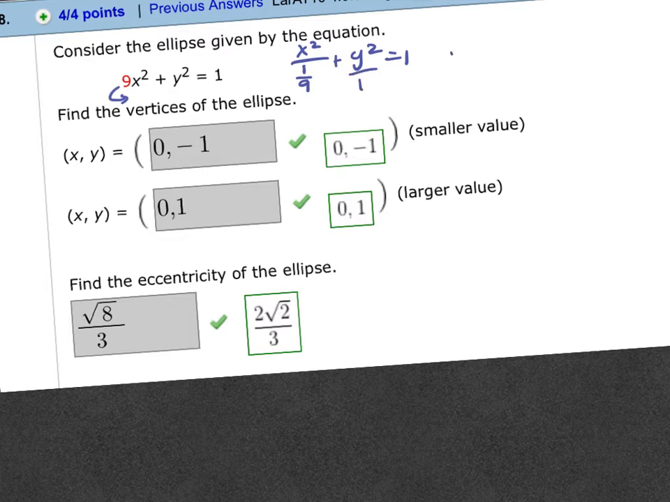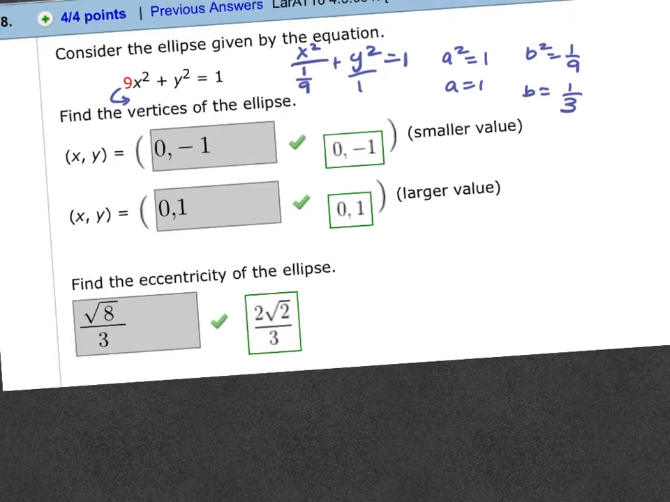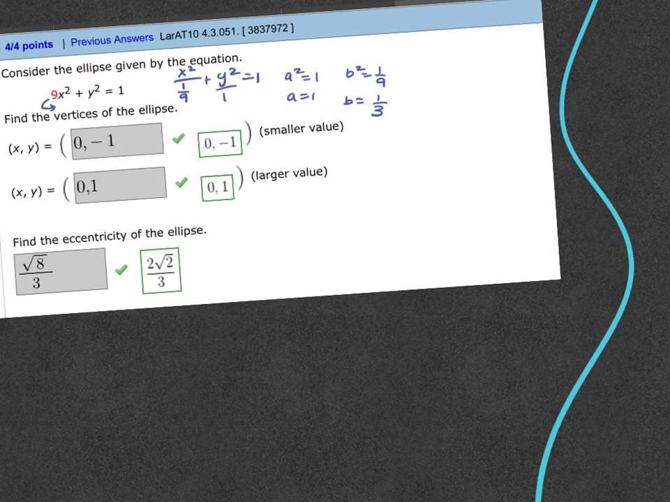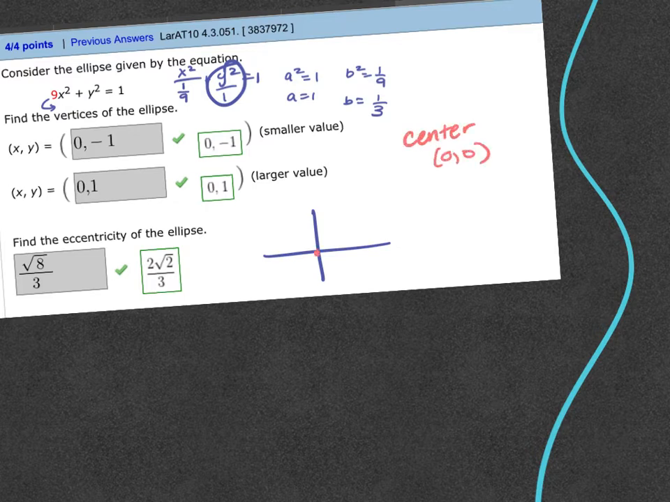So the a squared, because 1 is bigger than 1/9, the a squared is 1 and a is 1. The b squared is 1/9, so b is 1/3. And because the a is under the y, I know this to be a vertical ellipse. My center is at 0, 0 here. And then I go up the a, which is 1, and I go down a, which is -1. So my vertices are here, 0, -1 and 0, 1. The a was 1, okay?